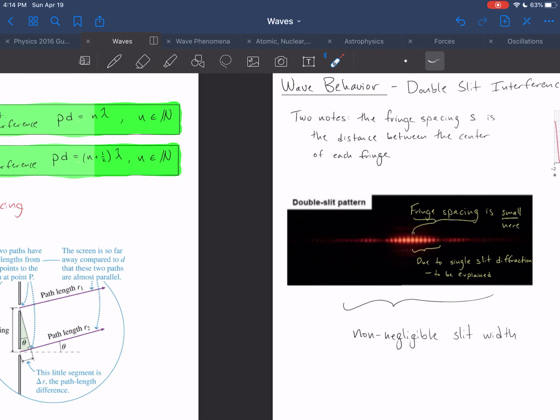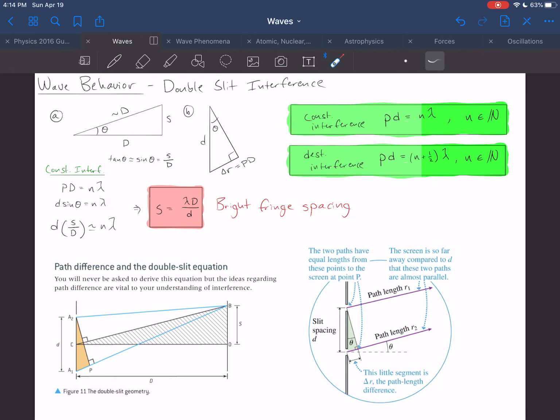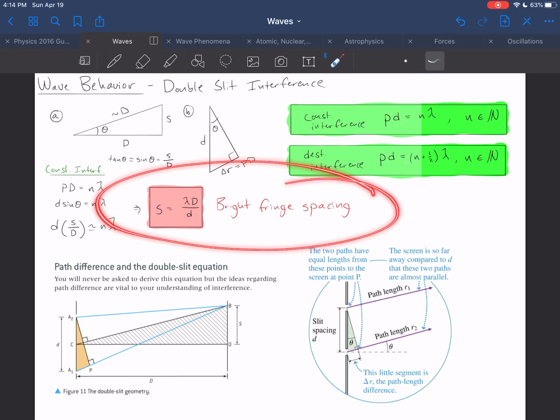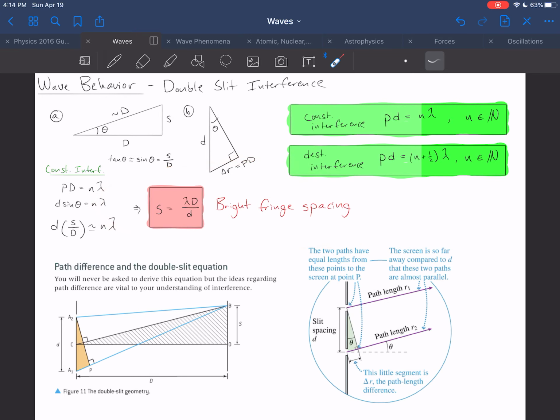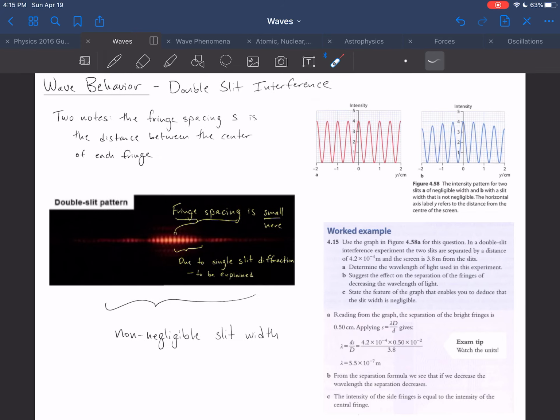All right, so in the last video, we derived a relationship for the bright fringe spacing, S equals lambda big D over little d. And while you do not need to know how to derive it, although it is good practice, I think in general, you do need to be very comfortable using this equation. I am sorry for the letters. S refers to the fringe spacing, little d refers to the slit spacing, and big D refers to the distance to the screen for a double slit effect.